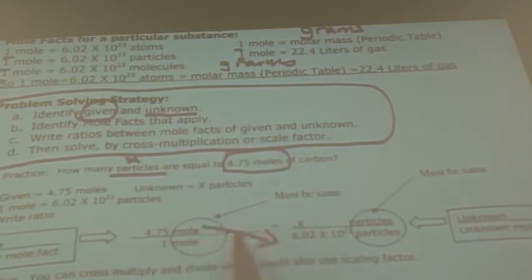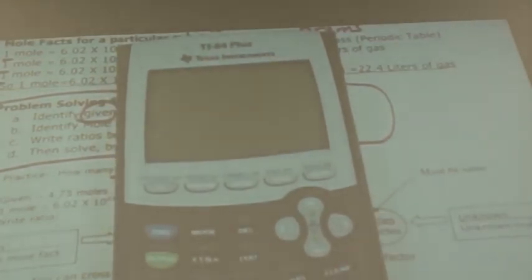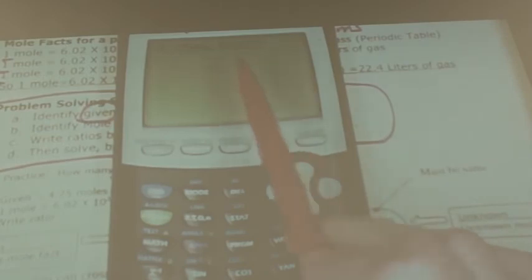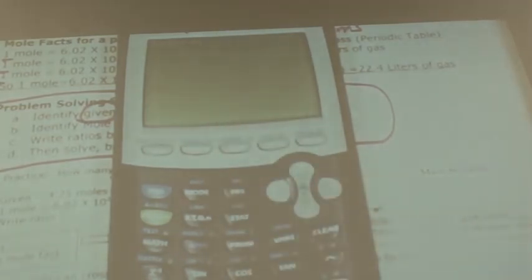I'm going to cross multiply these 2 things together. And this is how I'm going to use my calculator to do that. I'm going to type in 4.75, and then I'm going to multiply it by Avogadro's number. To put that in your calculator, you type 6.02 second EE 23. Your calculator must look like this when you put in Avogadro's number. Then all you have to do is press enter.